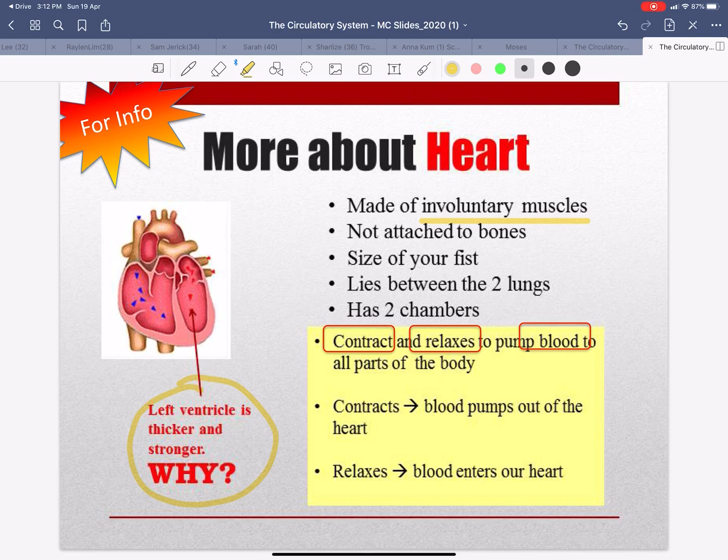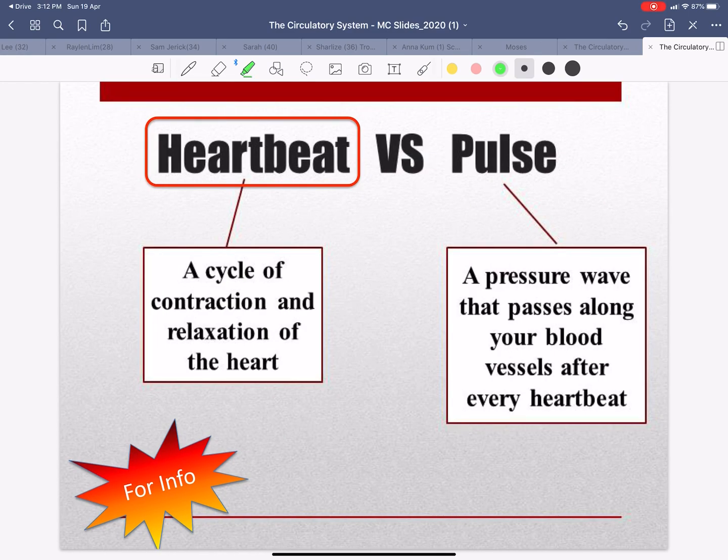So as your heart contracts, it will pump blood out of the heart, and when it relaxes, it allows blood to enter the heart. Now, moving on. So what is a heartbeat? A heartbeat is basically a cycle of contraction and relaxation of the heart that is considered as one heartbeat. What is a pulse? A pulse is basically a pressure wave that passes along your blood vessels after every heartbeat. So your pulse always comes after the heartbeat. Think about it in that way. They are not the same.